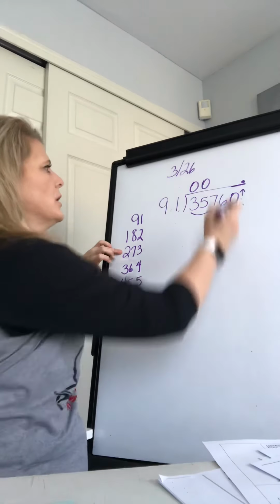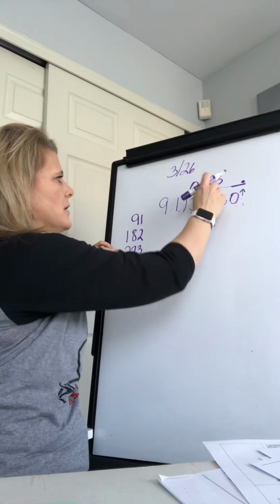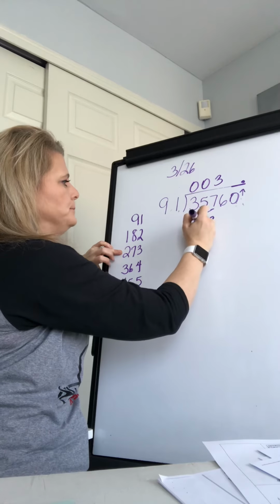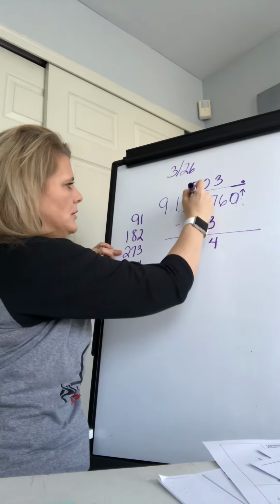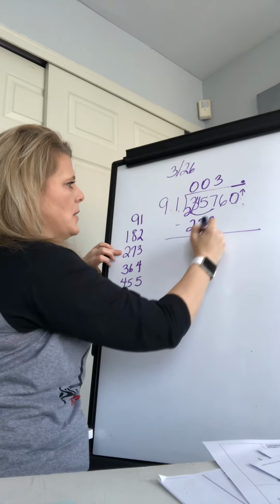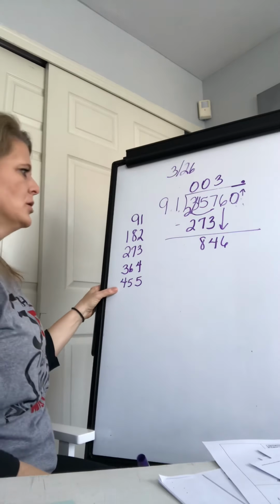So how many groups can we do? 3. 3 times 1 is 3. 3 times 9 is 27. I'm going to subtract. Can't do that. Remember, we're going to bring down. Ooh, looks like I need to come over and do a little bit more work.